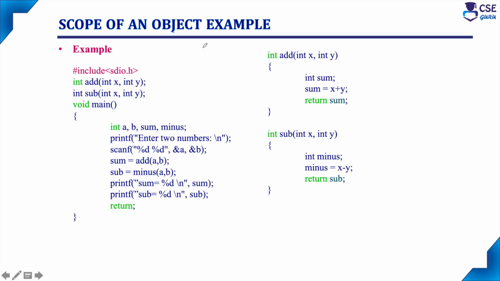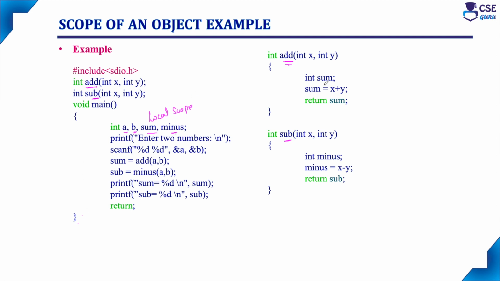This is an example program to implement the scope of an object. Here we have used two user-defined functions, one is addition and another is subtraction. User-defined functions, if you want to use them, should be declared first in the global declaration section. So here we have declared them in the global declaration section. And this is the main function. Here a, b, sum, minus are all variables, and these variables will be visible only within the block. This will have a local scope, and these objects will be visible only within the main function.